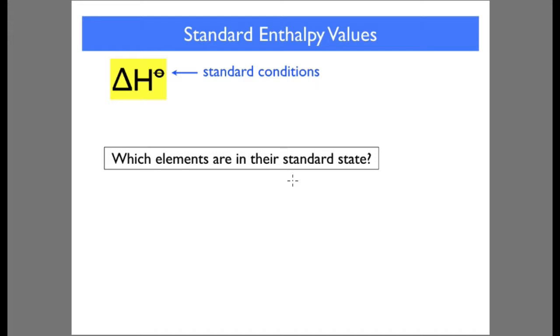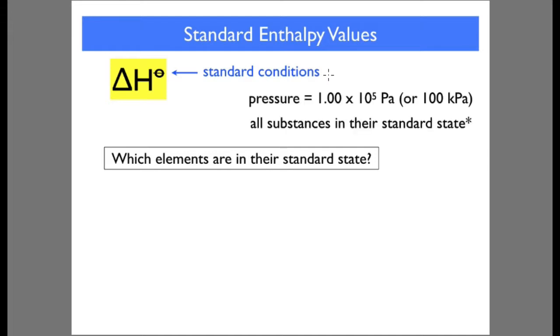If we recall, there's this little TIE fighter shaped thing at the top right. It's a superscript when you look at the enthalpy change, which tells us it's in standard conditions. And standard conditions are, of course, when the pressure is 1 times 10 to the 5 pascals or 100 kilopascals. All substances are in their standard state.